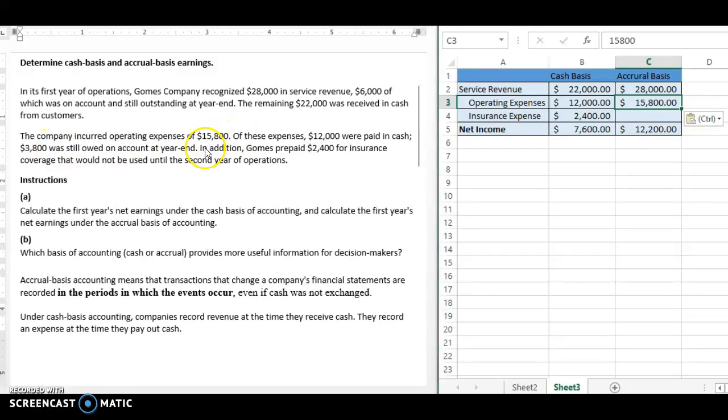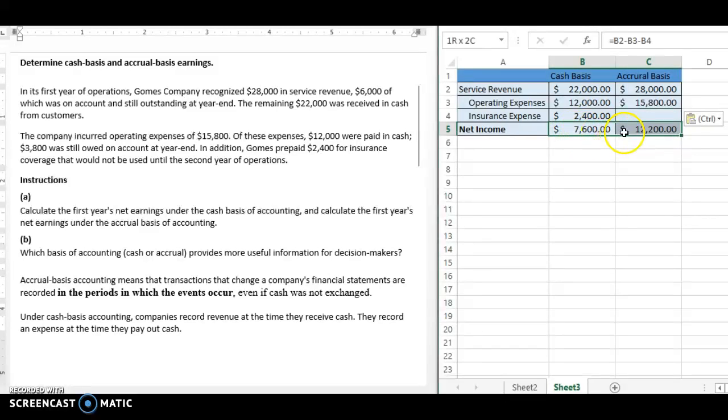Now, finally, the insurance expense of $2,400 was for next year. So following the accrual basis accounting, it is when the periods in which the events occur. So there will be actually nothing in this insurance expense section. And so their net income is $12,200.